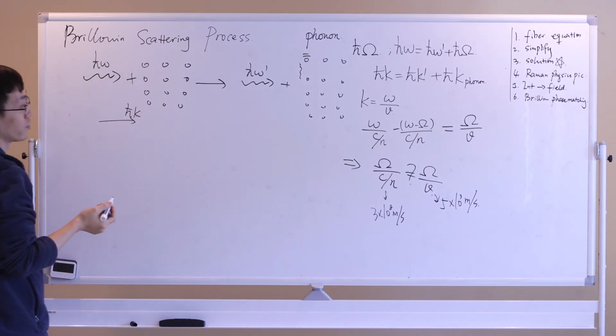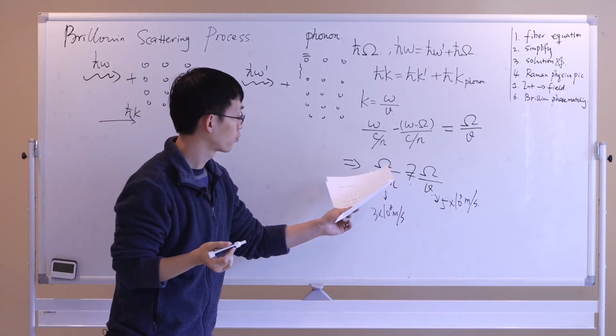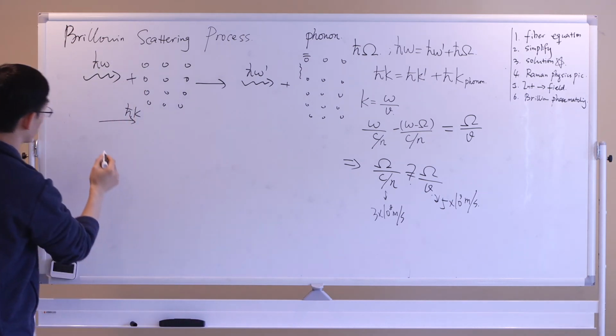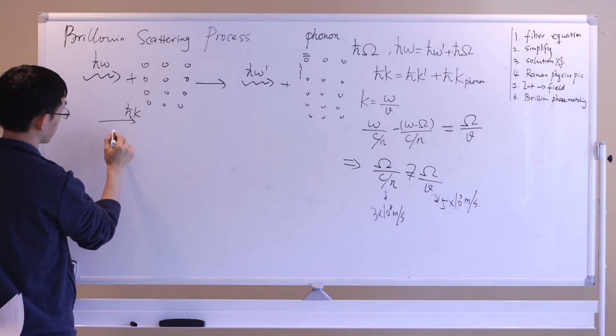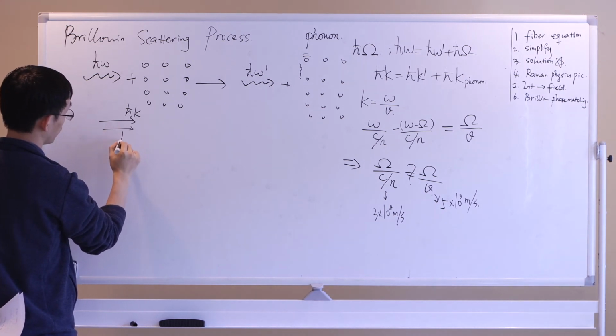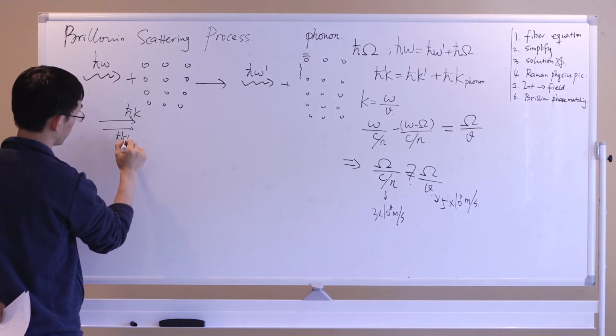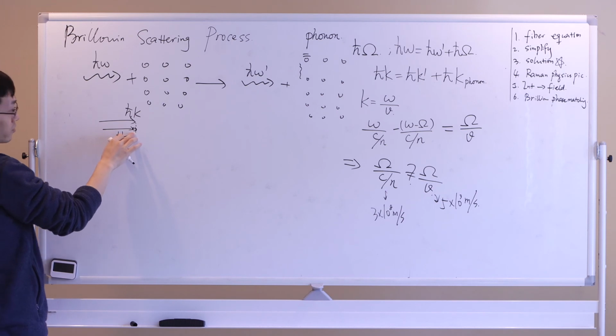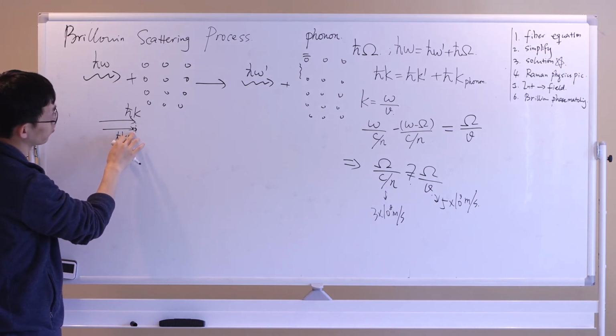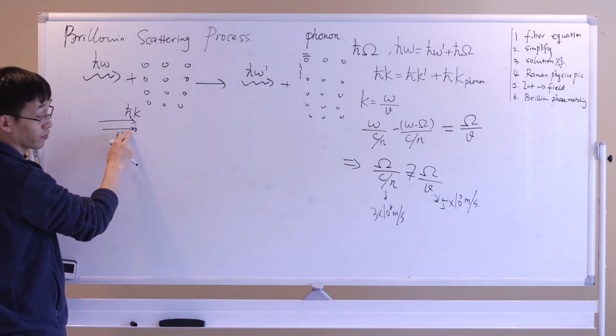But the momentum of the Brillouin scattering, the momentum of the phonon, is very large. So if we take the difference between the input and output photon, the difference would be left for the phonon, and this one will be very small.